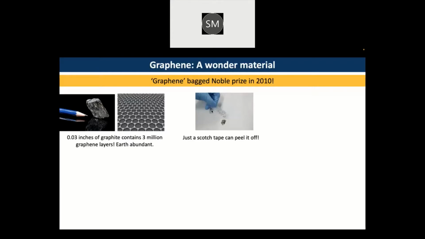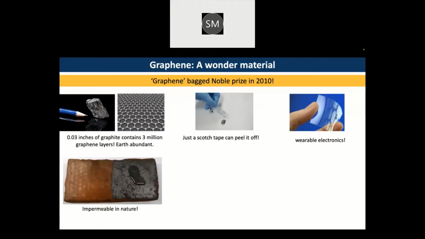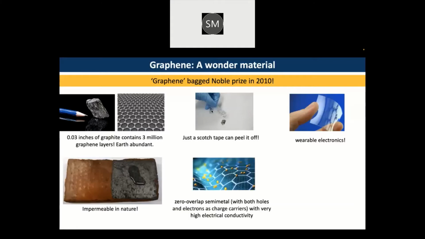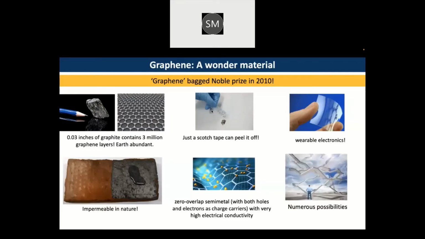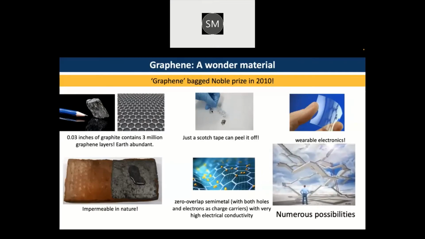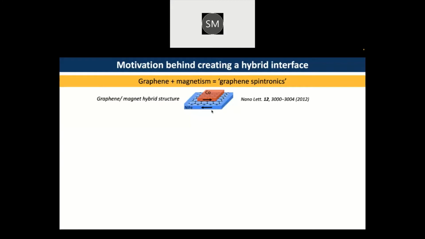As you all know, these sheets of graphene are very flexible, so they are integrable inside wearable electronics as well. Also, it is impermeable in nature. It is a zero band gap semiconductor with high electrical and thermal conductivity. Interestingly, it has many more applications and exciting properties that have been explored over the years in graphene based systems. So the radical idea of inducing magnetism into graphene has opened up basically the Pandora's box.